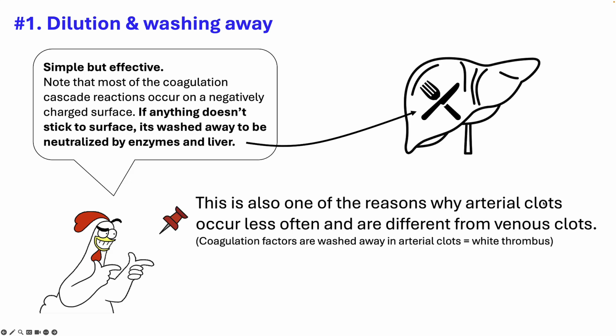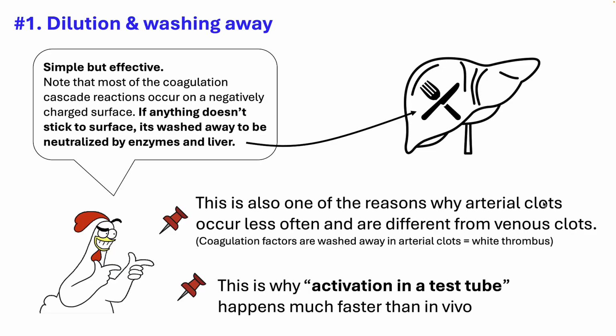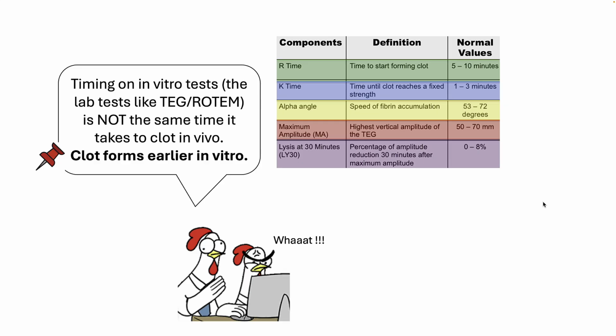This is one of the reasons why arterial clots occur less often and they are very different from venous clots. We'll discuss that in some other lecture. This is also why activation in a test tube happens much faster than in vivo. So the timing on in vitro tests like TEG and ROTEM is not the same as the time it takes to clot in vivo. Clots form much faster in vitro.